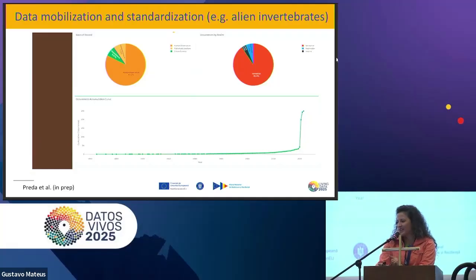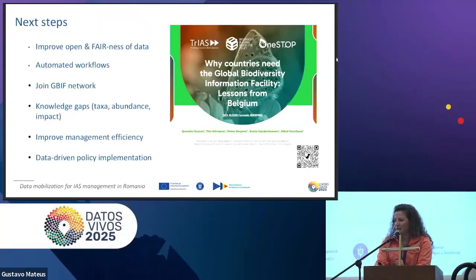Here at the occurrence accumulation curve, I think the peak suggests when we started cooperating with the Ministry of Environment and they took us seriously. Then we had centralized all the data at the national level. So this is what we are trying to do, improve the openness and fairness of our data.